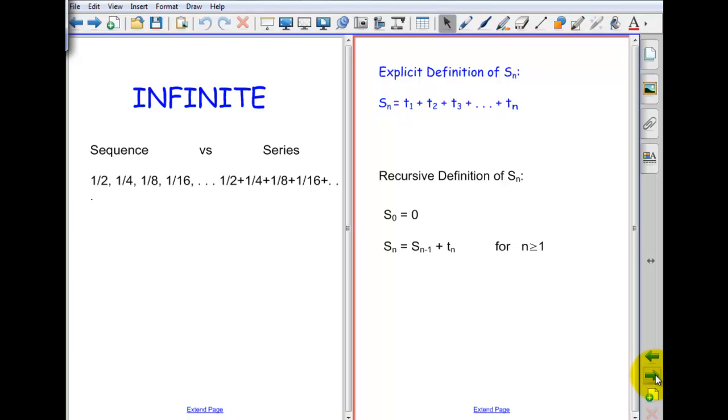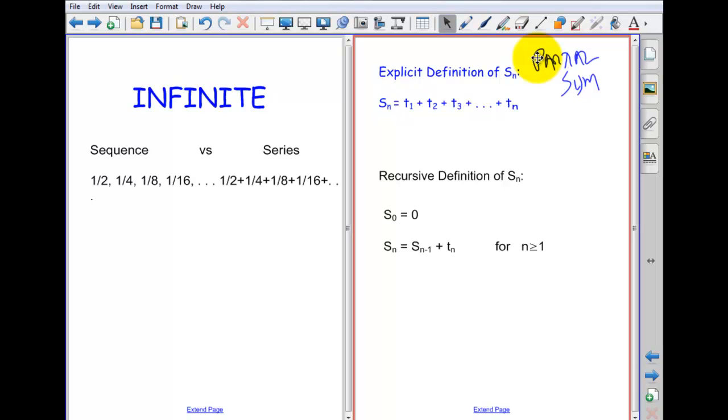Right. Now, here's what we mean by S sub n. This is called a partial sum, as opposed to the infinite sums we'll do in the next section. A partial sum. So it's not the sum of the infinite sequence. This is the sum of just the first n terms of the sequence. That's what S sub n means.